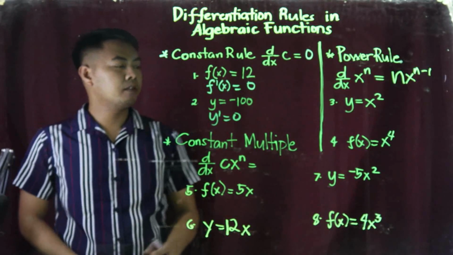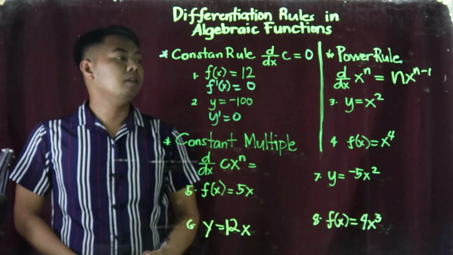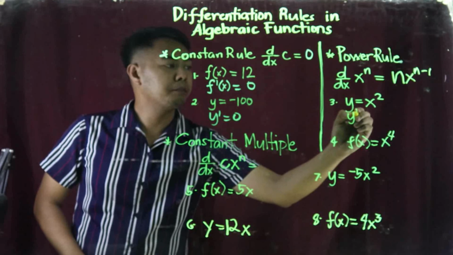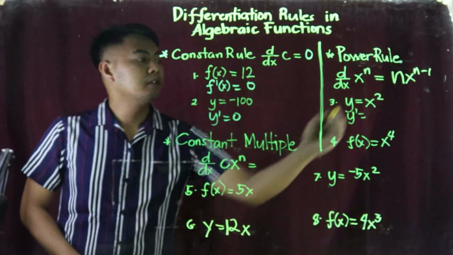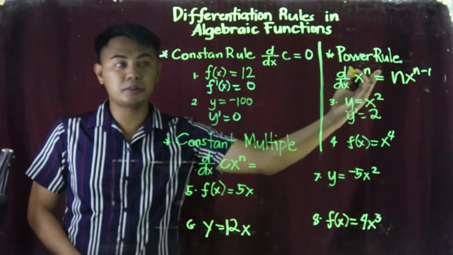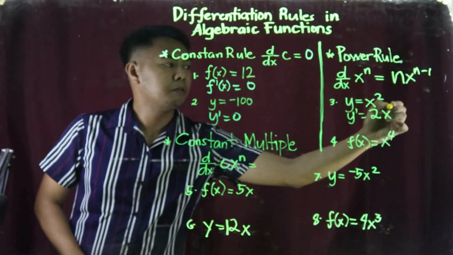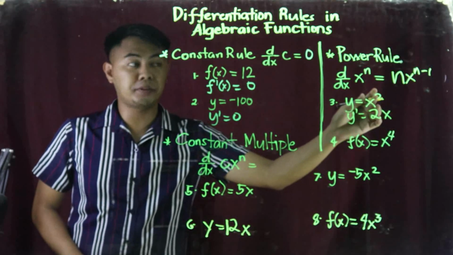Example number 3. The given function is y is equal to x squared. The derivative of this function is y prime, the derivative of x squared: bring down 2, then subtract 1 from the exponent. 2 minus 1 is 1. We don't write the exponent 1, it is an invisible 1 exponent.